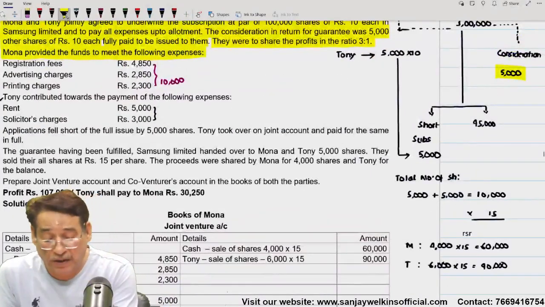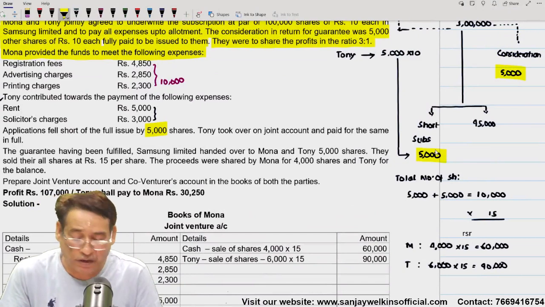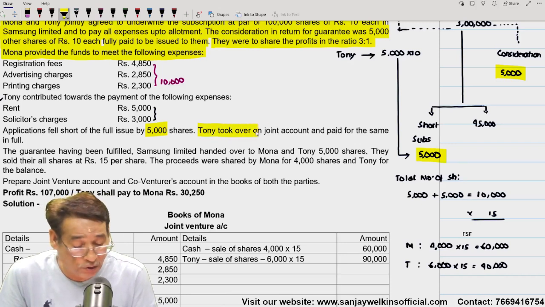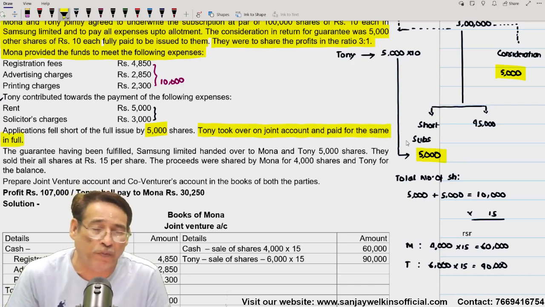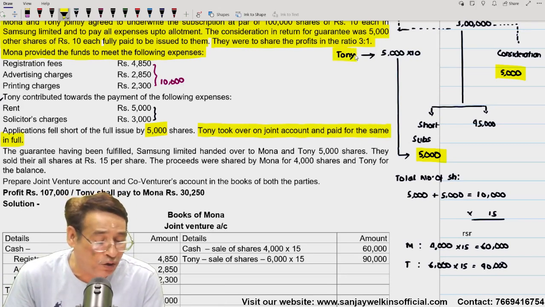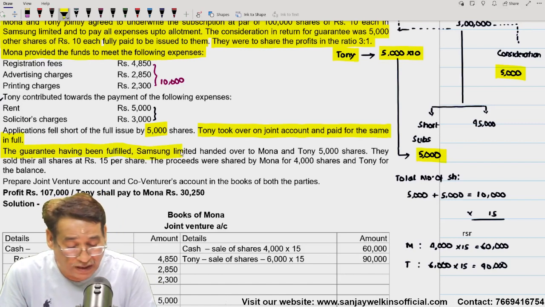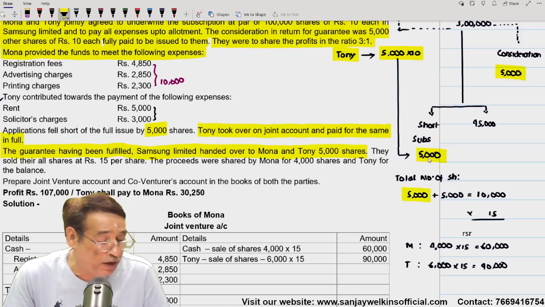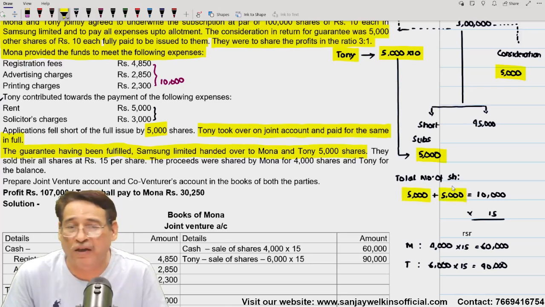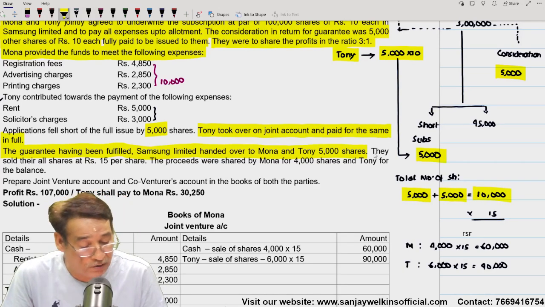Now it is given that applications fell short by 5,000 shares, which I told you earlier. So short subscription is 5,000. That means 95,000 shares have been subscribed by the public. Tony took over on joint account and paid for the same in full. I told you these 5,000 shares will have to be purchased by the co-venturer, and Tony decided to pay for these shares. Correct? The guarantee having been fulfilled, Samsung India Limited handed over to Mona Limited 5,000 shares. As I told you, we have already purchased 5,000 shares and now Samsung India Limited will hand over 5,000 shares to us. So total number of shares with us will be equal to 10,000.